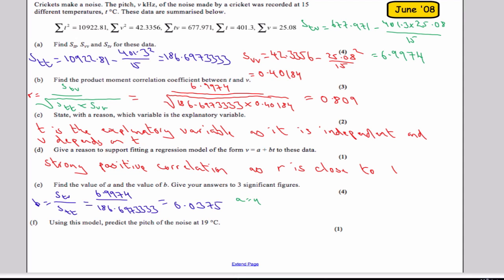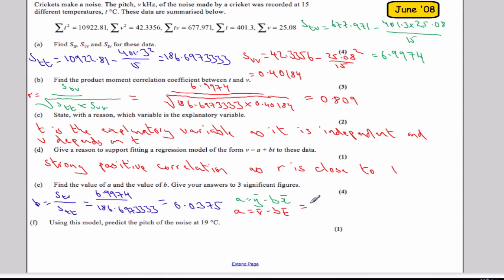A is equal to y bar minus B times x bar. That's the general formula. In this case, A is going to be calculated by doing, now we've got to be very careful here, y bar is going to be calculated from V bar. Okay, y bar and V bar are equivalent, minus B times T bar. Remember, T was the independent variable.